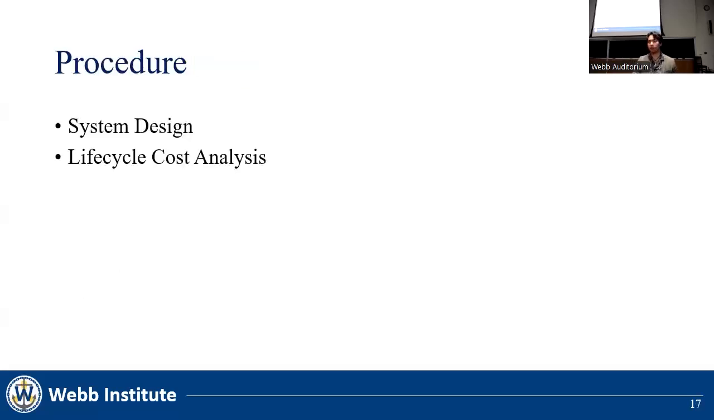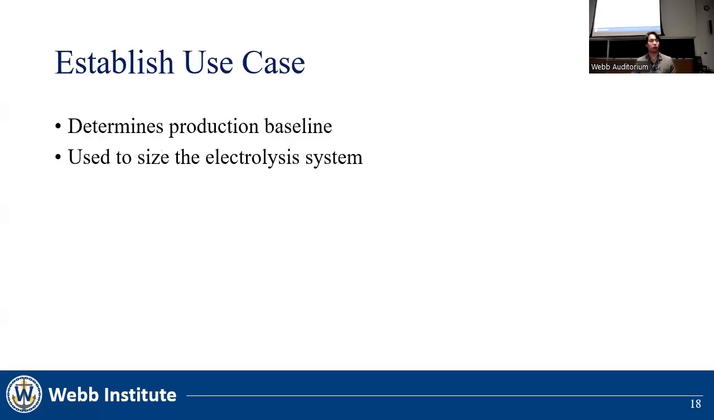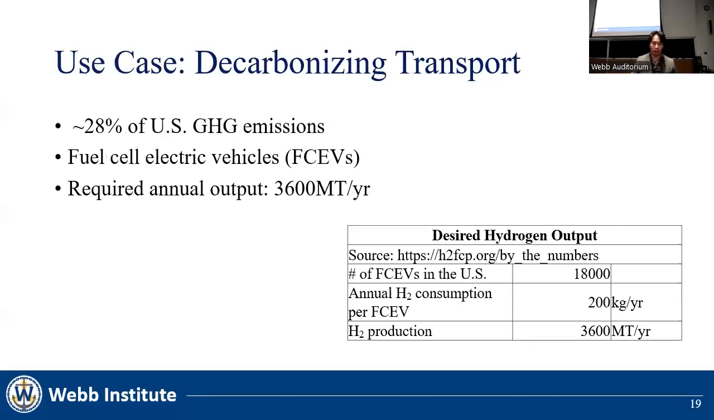So the procedure of this thesis is in two parts. First is the system design, and then next is the life cycle cost analysis. The first part of the system design is establishing a use case for the hydrogen. This determines a production baseline, and this production baseline is used to size the electrolysis system.